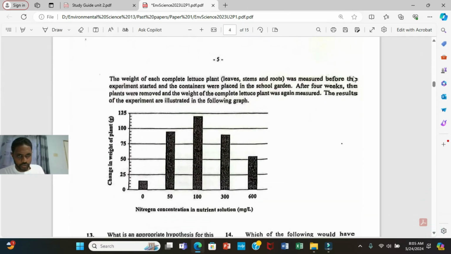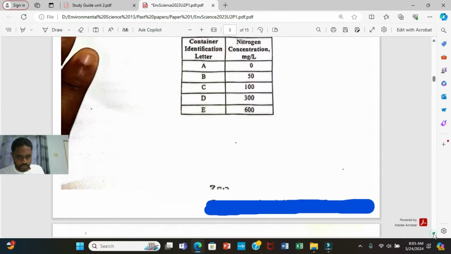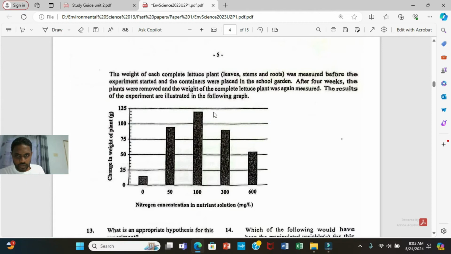All right, so this graph down here, guys, is relating to this table here. It says the weight of each complete lettuce plant, leaf, stem, and root was measured before the experiment started, and the containers were placed in a school garden. After 4 weeks, the plants were removed, and the weight of the complete lettuce plant was again measured. The results of the experiment are illustrated in the following graph.